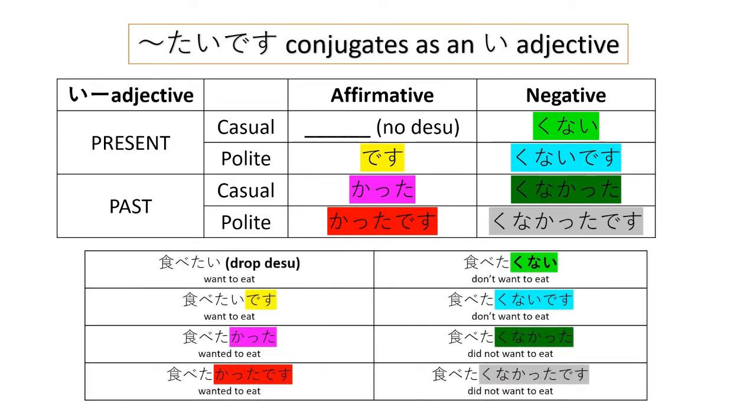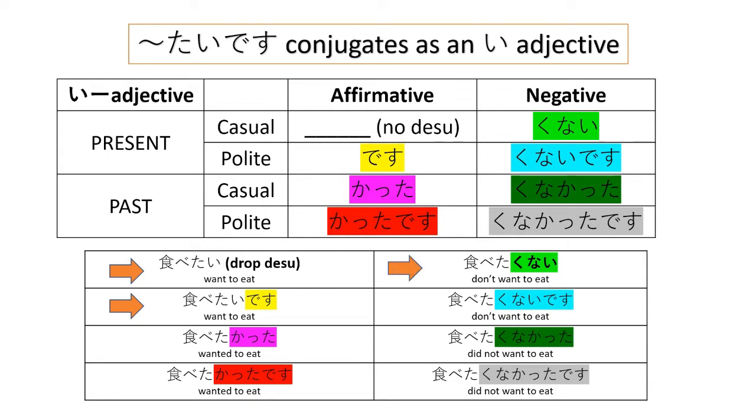For example, we have the verb taberu. Now we are going to apply the conjugations for the i-adjective. First, we have tabetai, want to eat. So we have no desu here because it is in the casual form. Tabetai desu, polite form.